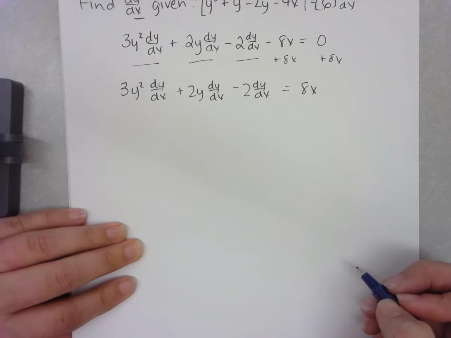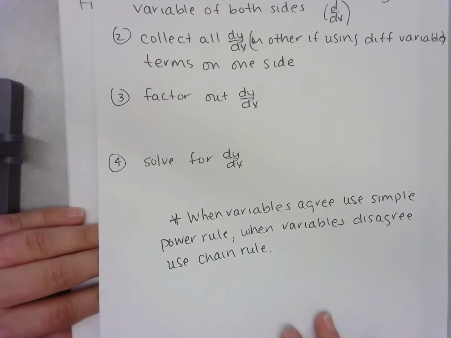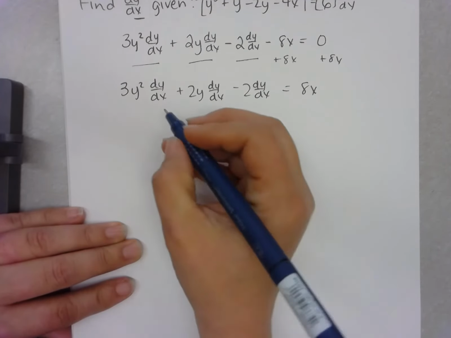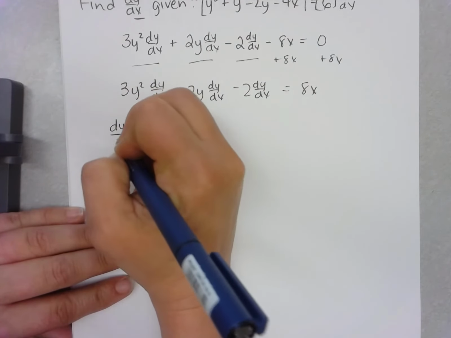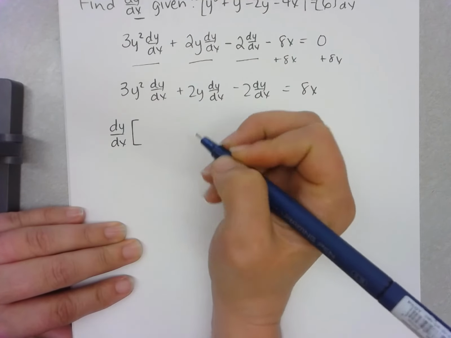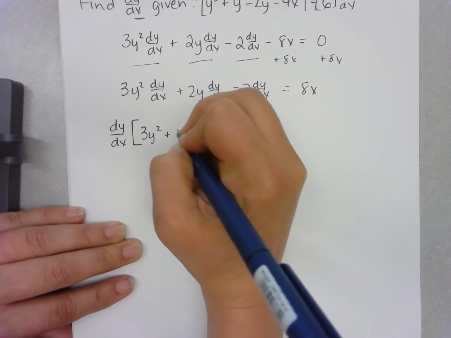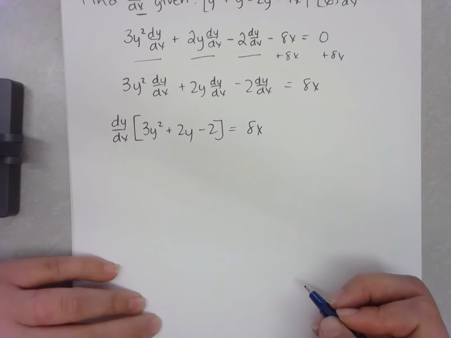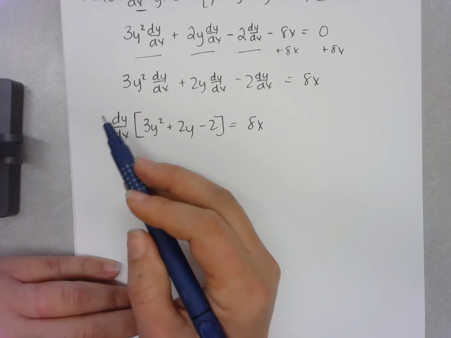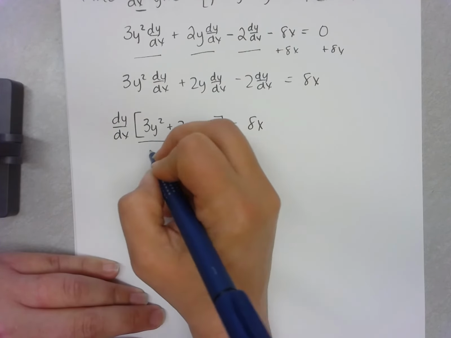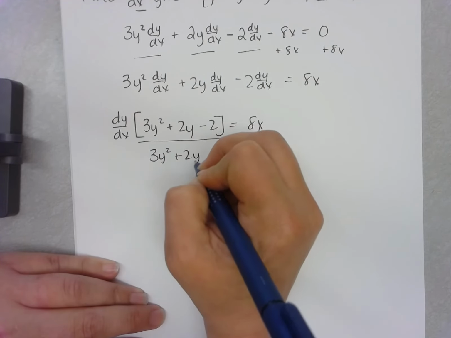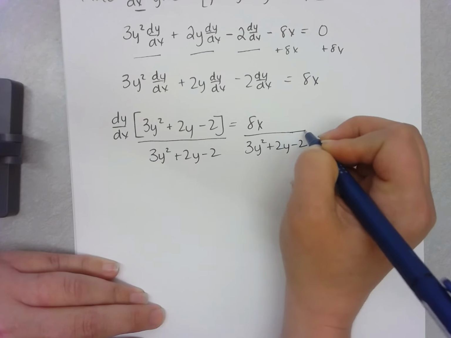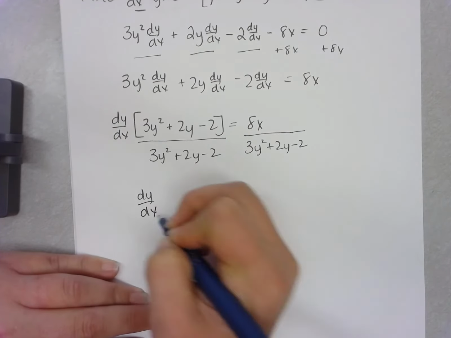All right, the next step, we're in step 3, is to factor out dy/dx. It's in all three of these, so I factor out dy/dx, and I end up with 3y squared plus 2y minus 2. This is equal to 8x. And so my last step, I'm trying to solve for dy/dx, and I just divide by everything that's not dy/dx at this point. So my derivative, dy/dx, is equal to this.